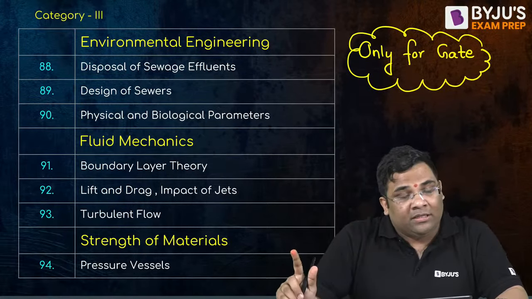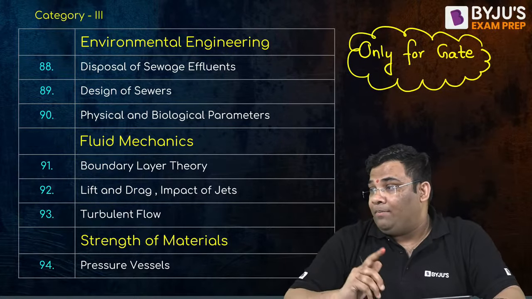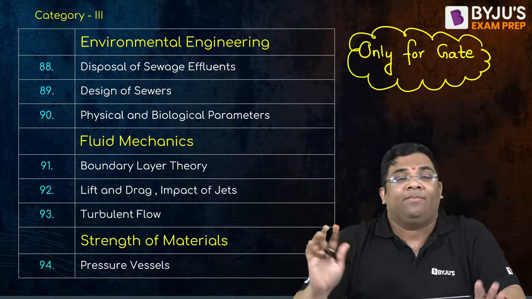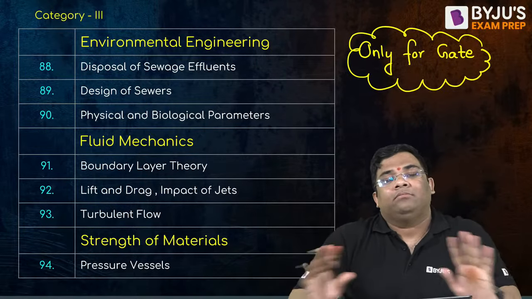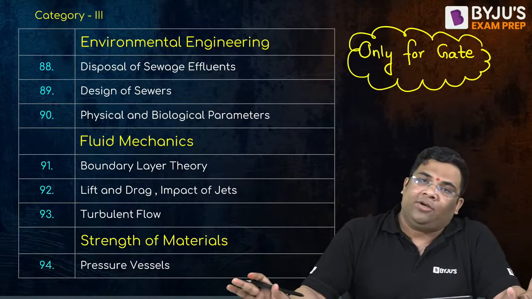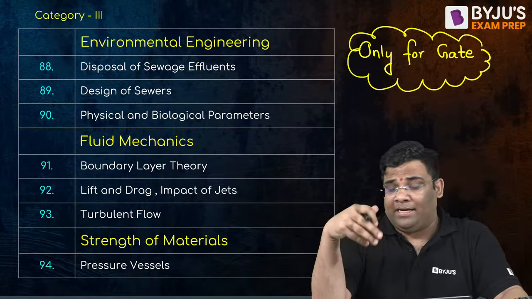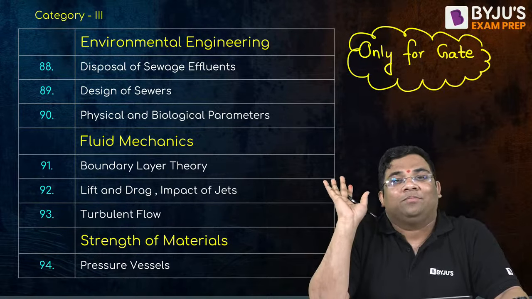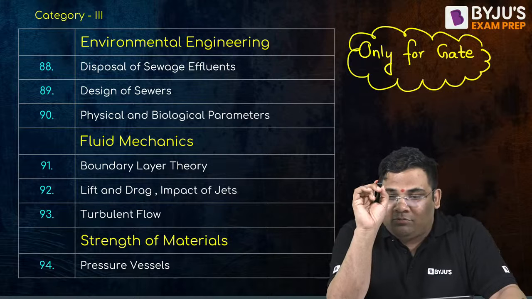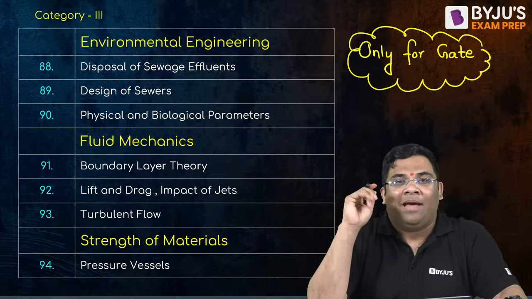Then design of sewers, again important, but category 3. Physical and biological parameters. It is possible to get 75 marks also if you complete these 100 topics. The list is already prepared, so it is done for you. Just complete these 100 topics. Write down topic-wise and complete one by one, and be happy.